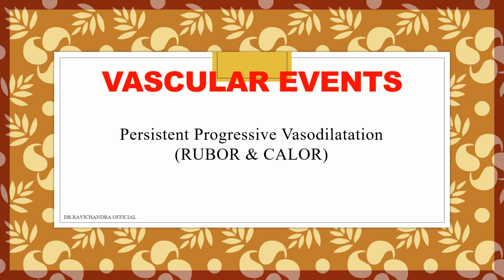Vascular events. As I said, there will be transient vasoconstriction in the first stage. Then there will be persistent progressive vasodilatation. Because of this persistent progressive vasodilatation, we will have the cardinal signs rubor and calor, redness and rise of temperature.